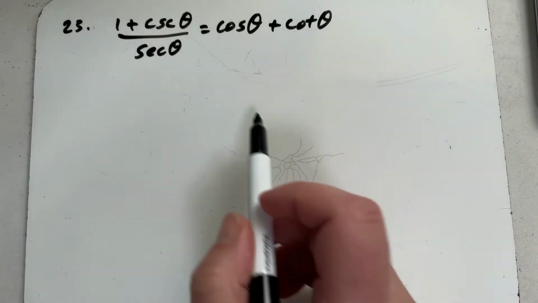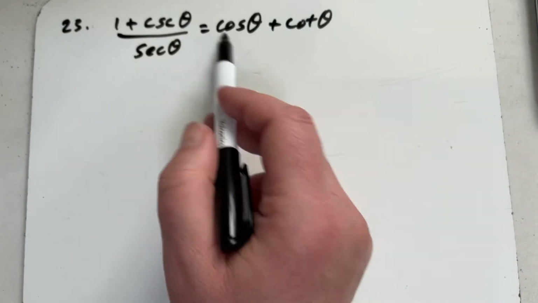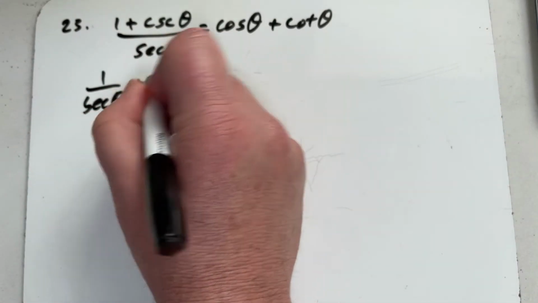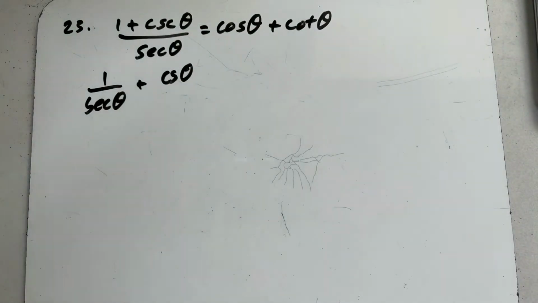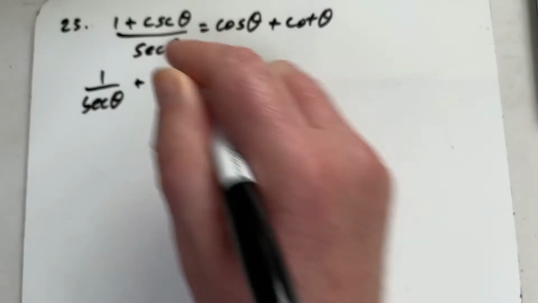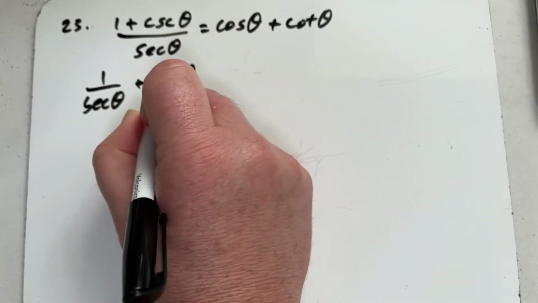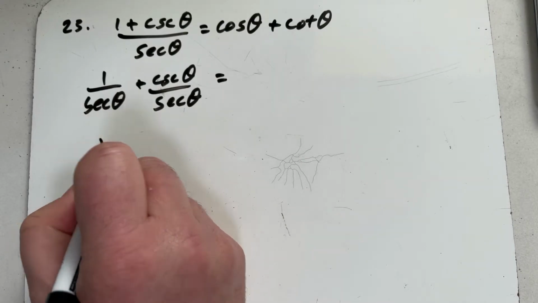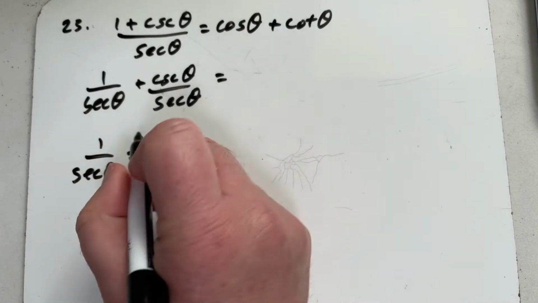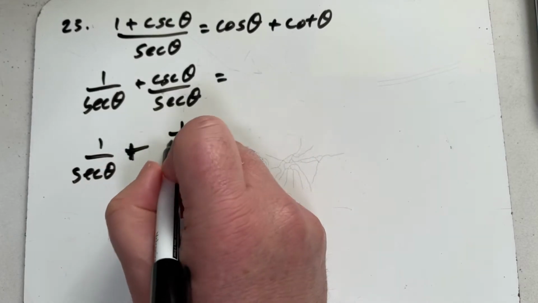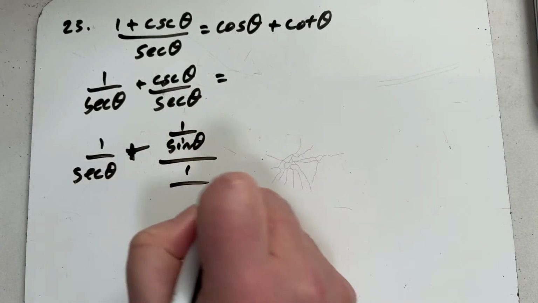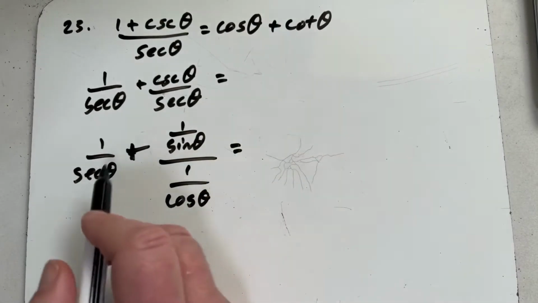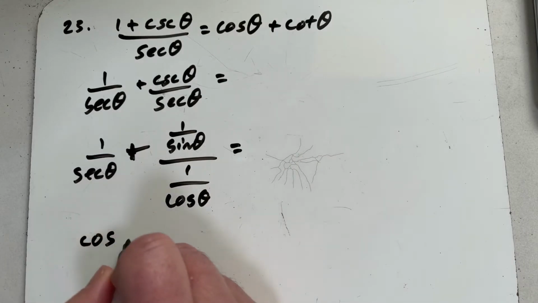All right, so I see here I have one term, and I need two terms, so that's a big old fat indication that I need to split this fraction up. Oh, nope. Cosecant over secant plus, that is 1 over sine over 1 over cosine. 1 over secant, that equals cosine.